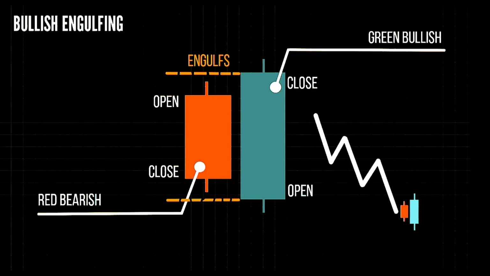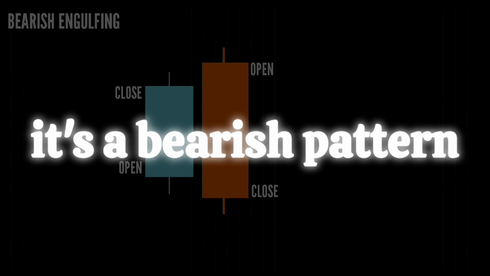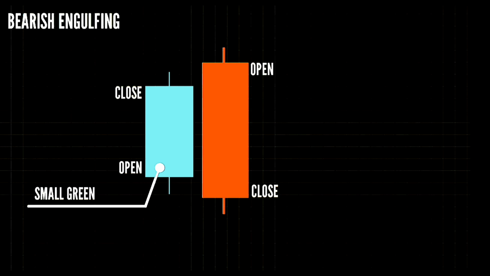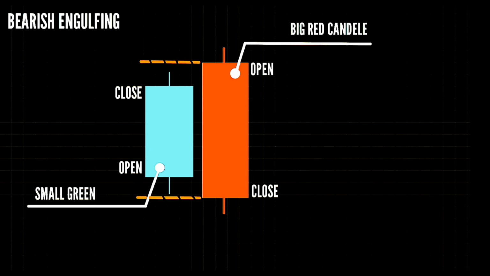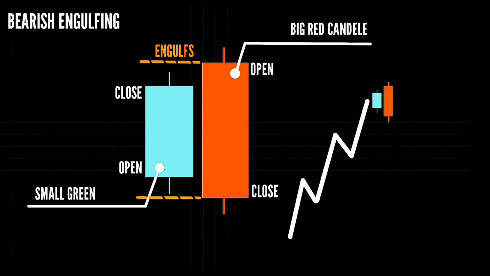Now, let's look at the formation of the bearish engulfing pattern. As the name suggests, it's a bearish pattern, and after it forms, there's a possibility of a bearish trend in the market. In this pattern, the first candle is a small green candle, followed by a large red candle that completely engulfs the previous one. Keep in mind, this pattern is only valid when it forms during an uptrend.